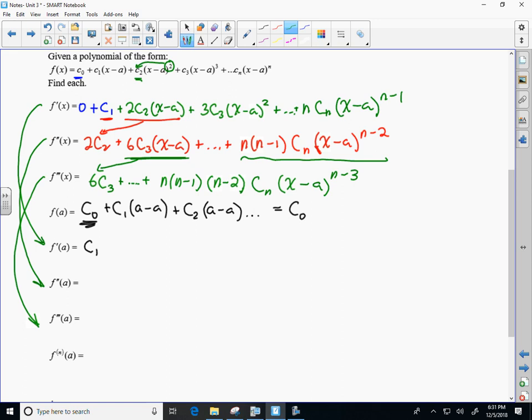So f double prime of a. Basically, it's the first term. I mean, spoiler. So I underlined the wrong one. 2 c sub 2, and then 6 c sub 3.